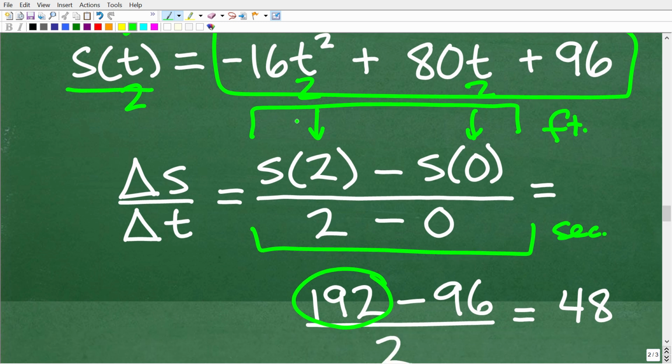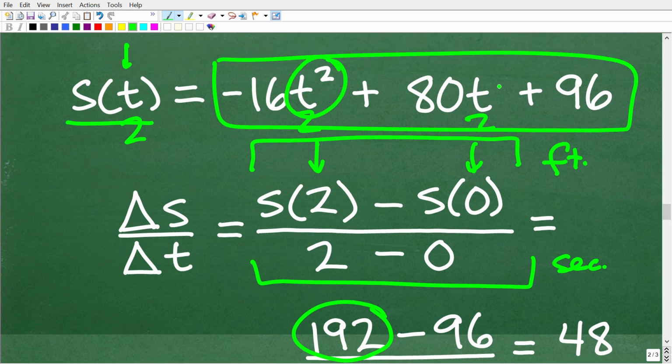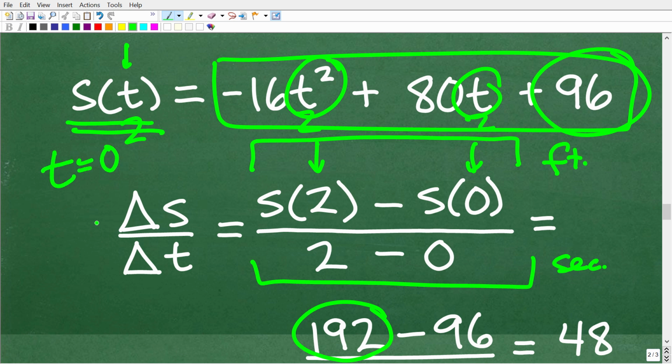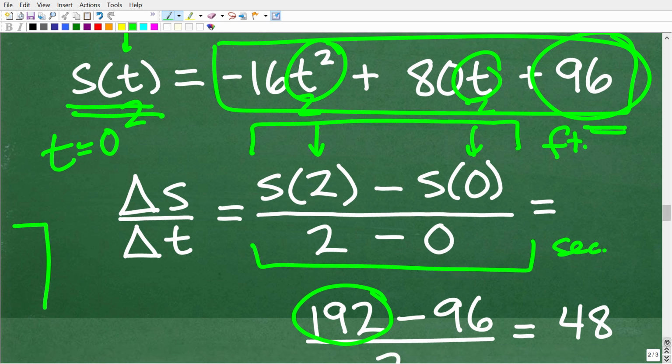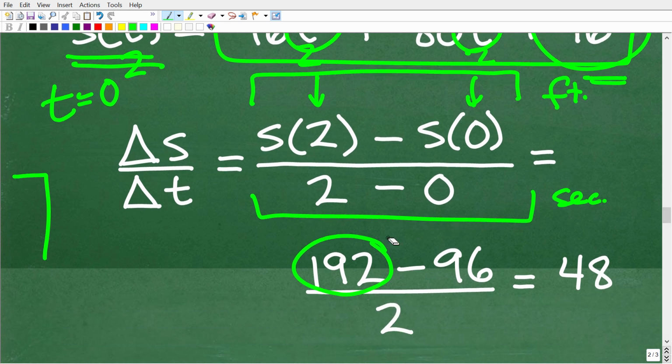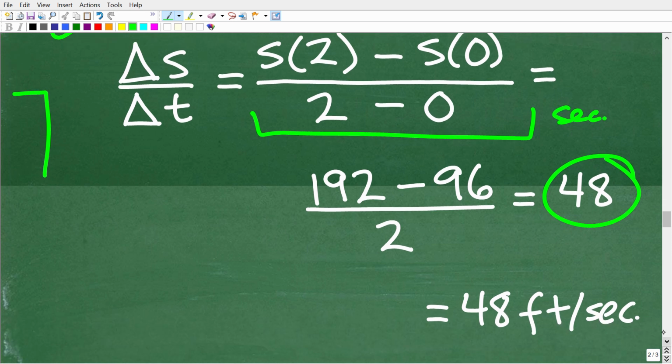So if we plug in a 0, you're going to get 96, and that's pretty easy right here, right? When t is 0, these things zero out, and we're left with a 96. And that makes sense, right? What is the position of the ball at time equal to 0? Well, it's 96 feet, which is the height of the roof. Okay, so 192 minus 96 over 2 minus 0, which is the difference in time, is going to be what? Well, 192 minus 96 divided by 2 is 48, or 48 feet per second.